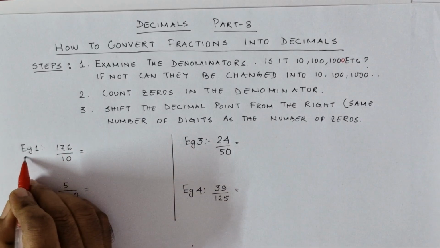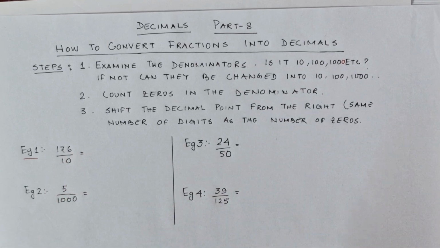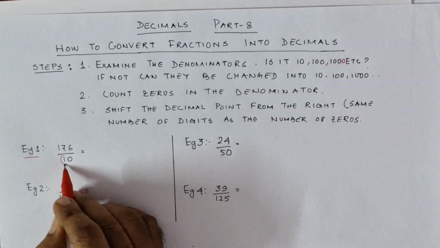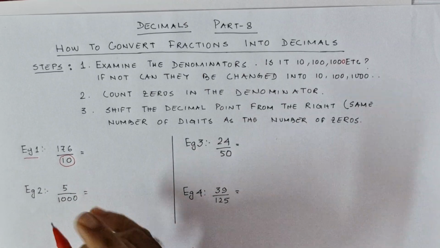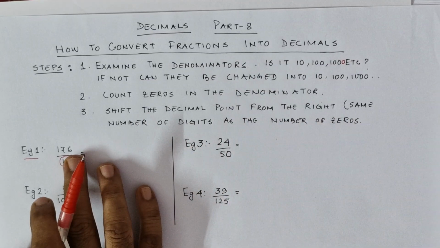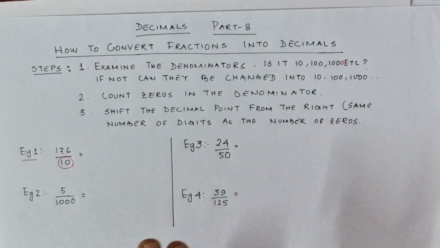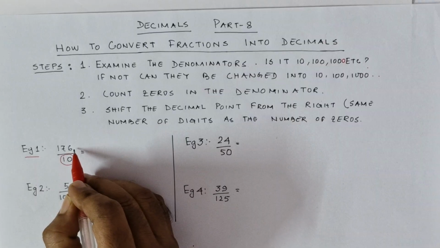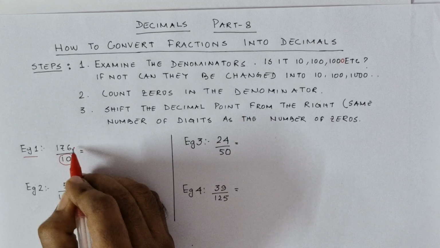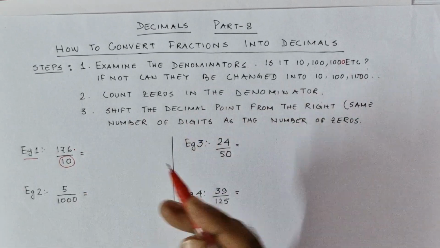So let us come to the first example. See, 176 by 10. Got it? So what is the first step? Examine the denominators. We have seen this denominator to be 10. So how many zeros are there? One 0. Now shift the decimal point from the right. If it is a decimal, obviously the decimal point will be visible to you. If it is a whole number, always imagine that, as I told you before in the lecture, it is on the extreme right hand side. Imagine it. See, it is here.